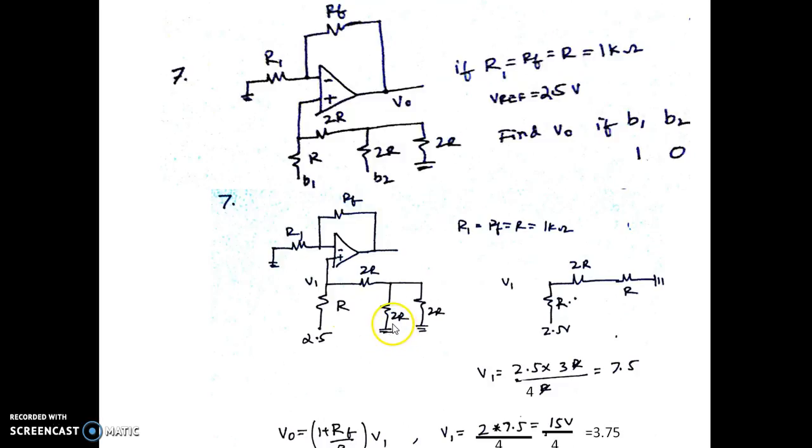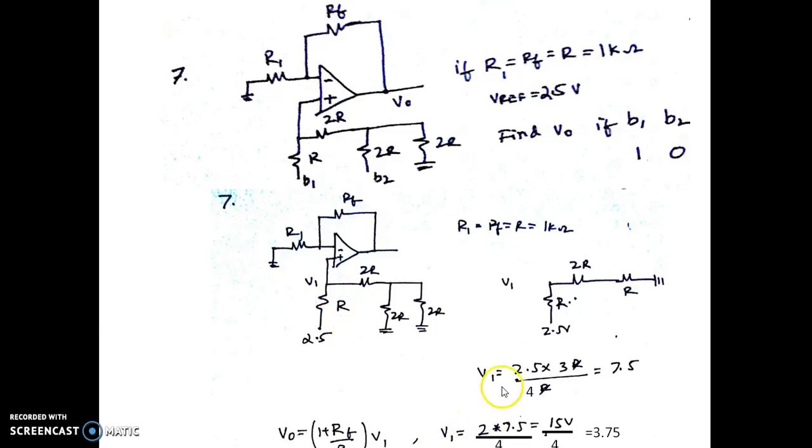So we can rewrite this as an equivalent resistor, 2R and 2R in parallel. So it will become R here, and we have that R coming in series with this 2R. So we have a voltage V1 which will be applied to the non-inverting terminal of this amplifier having a gain of 2. The output voltage is 1 plus RF by R1 into V1. Since RF and R1 are 1 kilo ohms, the gain happens to be 2 here. The output voltage is 2 times V1.